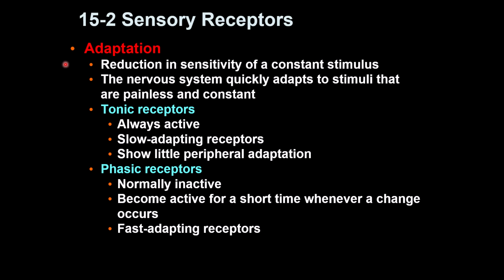Based on adaptation, there are two types of receptors. One is tonic and the other one is phasic. Tonic receptors are always active and do not adapt, and usually some of the pressure receptors are there, and also pain receptors are tonic. Phasic receptors are usually not active, and when there is a change in the rate and frequency of the stimulus, they become active, and then once they adapt to that change, they become inactive.